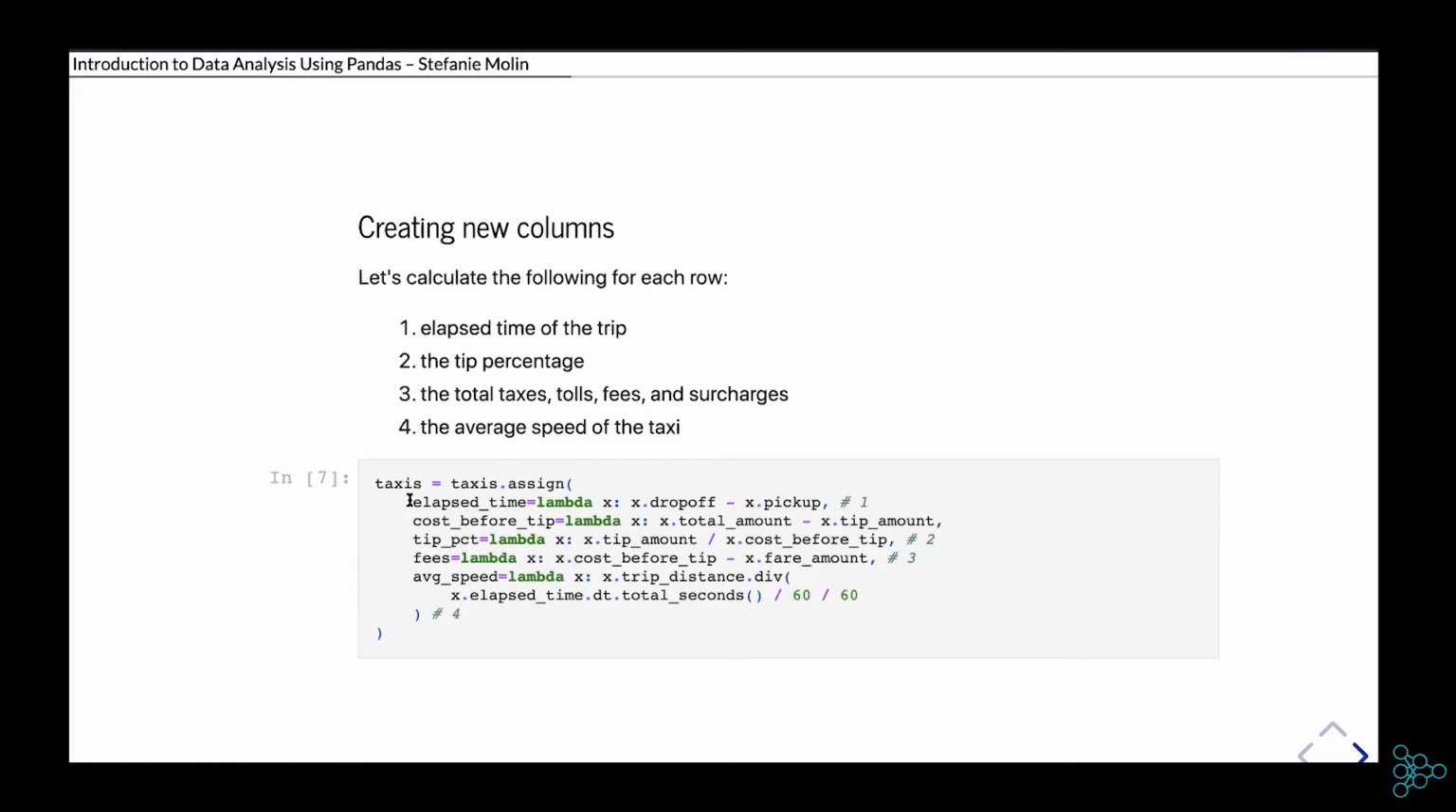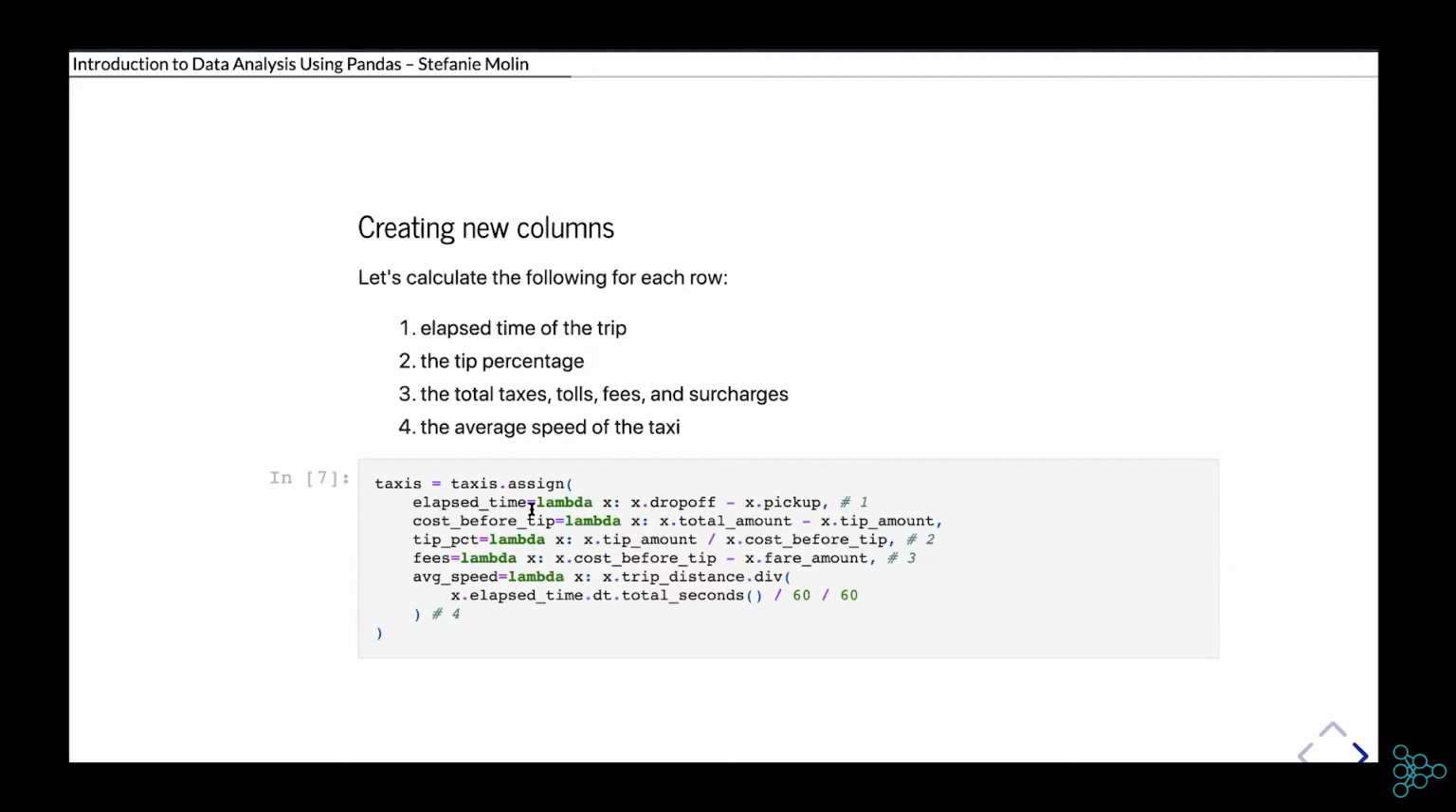So the first one here is this elapsed time. Before the equal sign, we're going to name each of those arguments with the column that we want to create. You can update columns in the same way as well, so this doesn't have to be unique to the data frame name. But in this case, we're creating a new column called elapsed time.